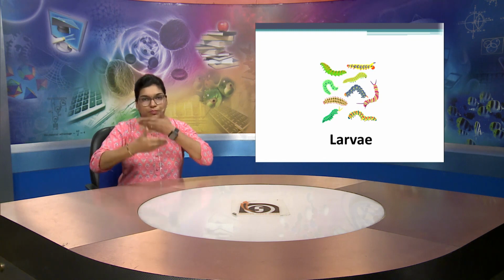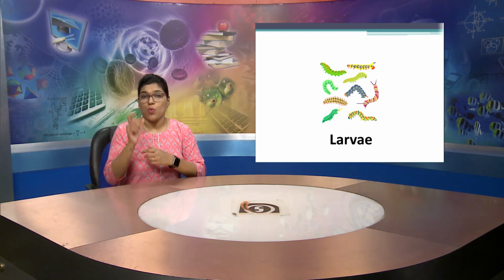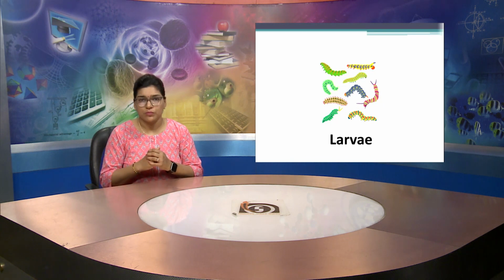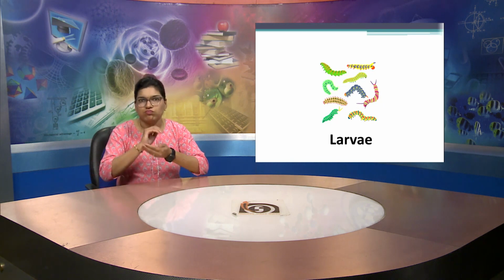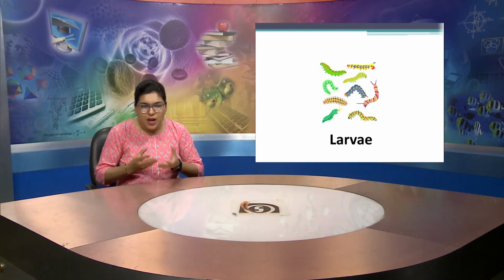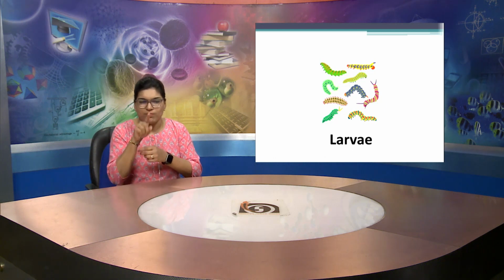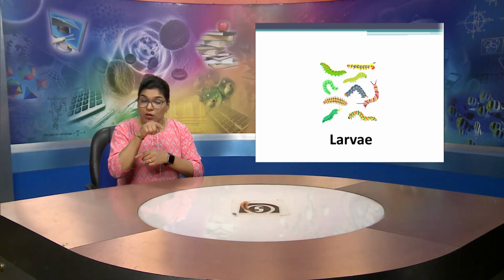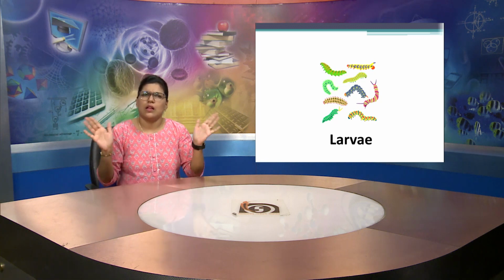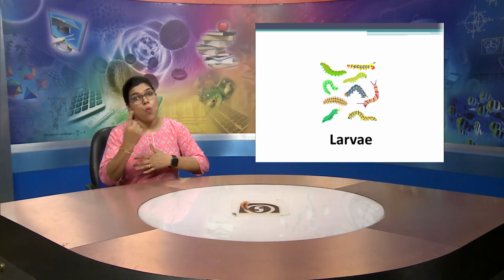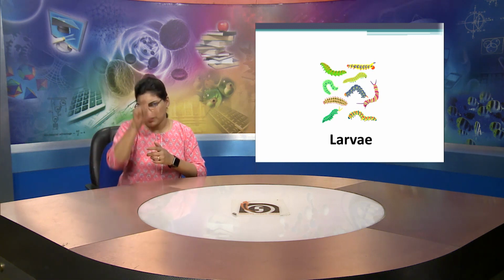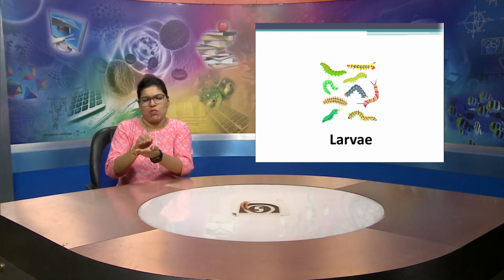First, we will be doing difficult words. Now you can see one difficult word on the screen. It is larva. These are very small larvas, or you can say insects. It is a stage of insects.